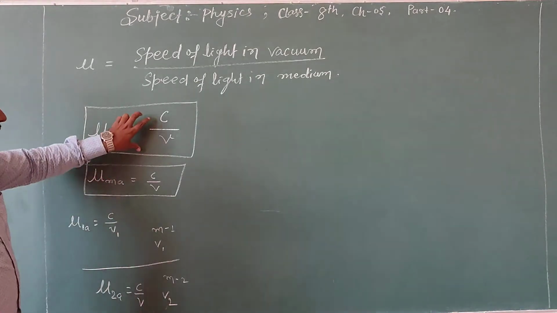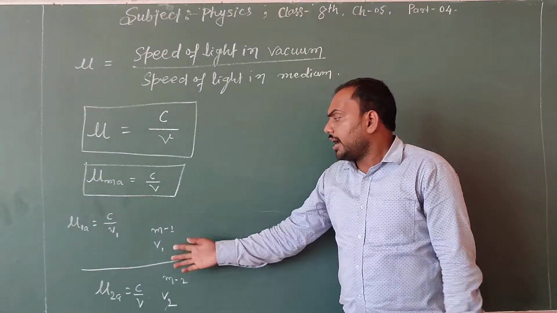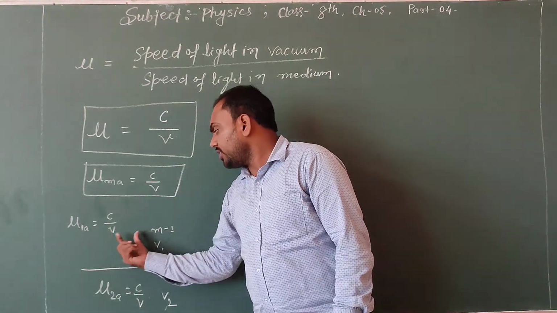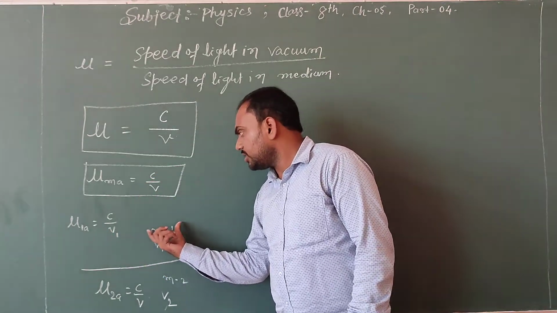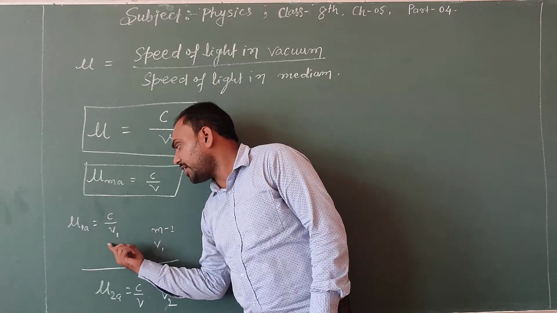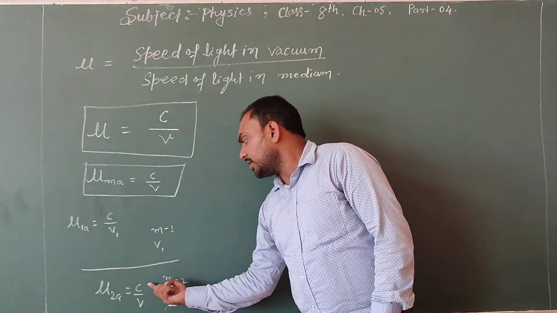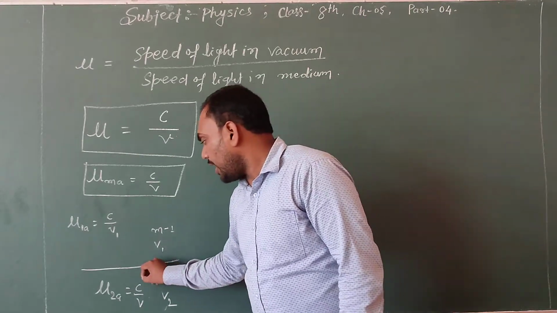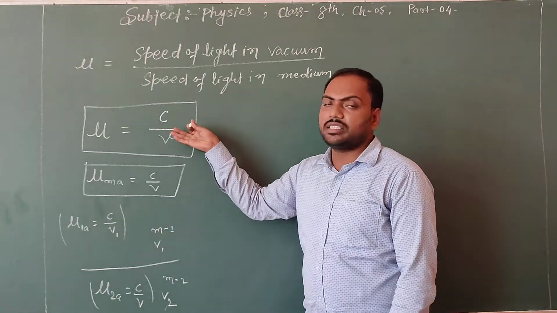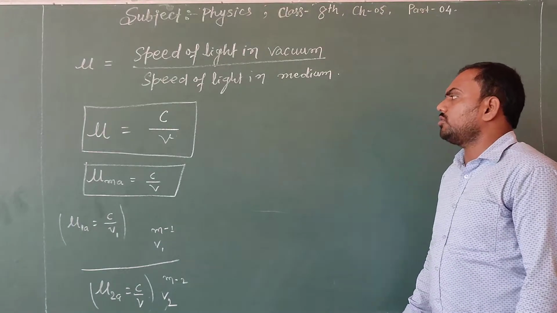This is the basic formula. From this formula, I am just changing the value and making it fit our needs. V1 is the speed of light in medium 1, that's why the refractive index of medium 1 with respect to air is C by V1. The refractive index of medium 2 with respect to air is C by V2. I hope you get an idea of how to change this equation according to our needs. Now I am moving further.